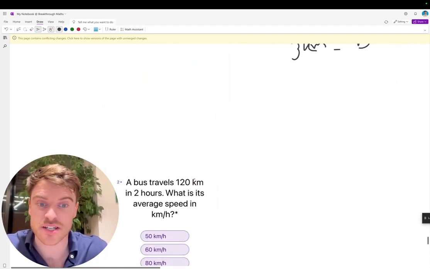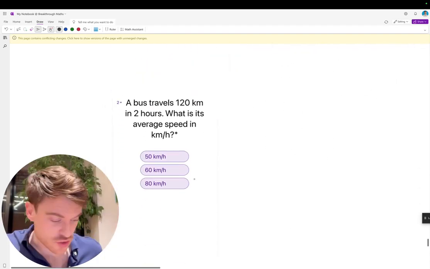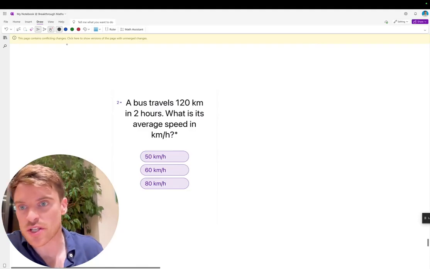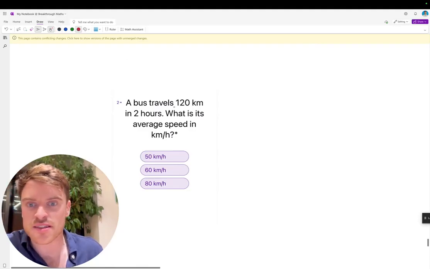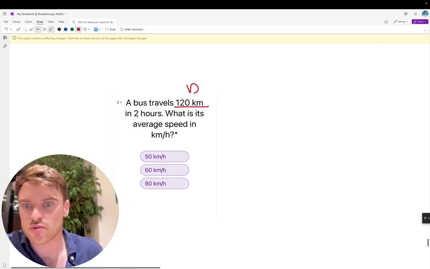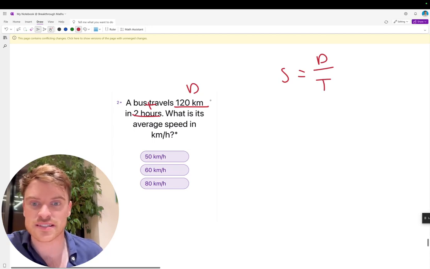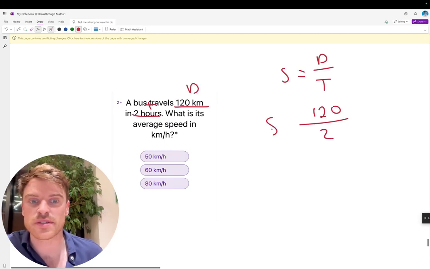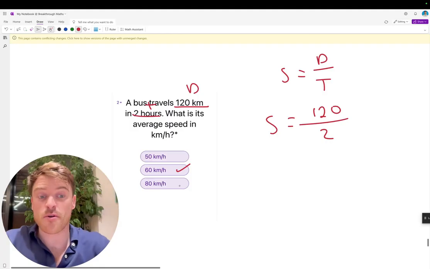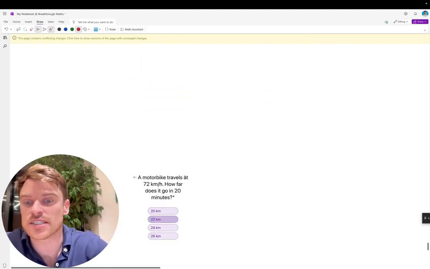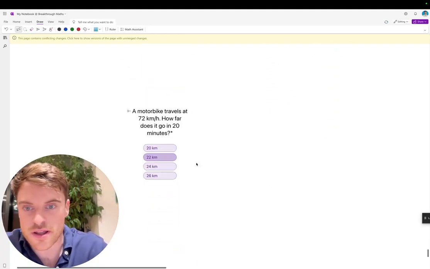Ding! Happy days. Next one. Bus shot, and just write out your triangle like you're writing out what you've got. You've got the distance here and the time here. So again, speed is equal to distance over time. The distance is 120, the time is 2 hours. Speed is equal to 120 divided by 2, 60. Easy. This is all we're writing out. 60 kilometers per hour.